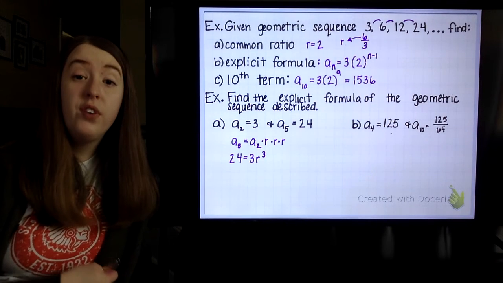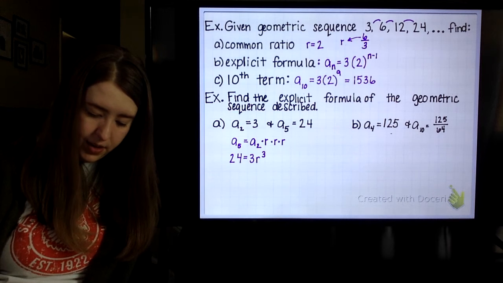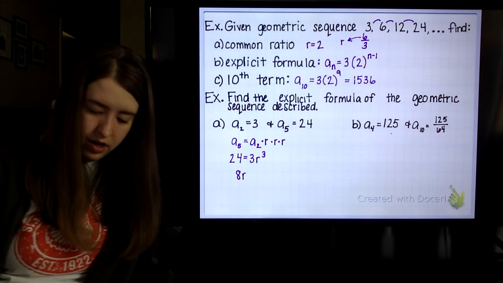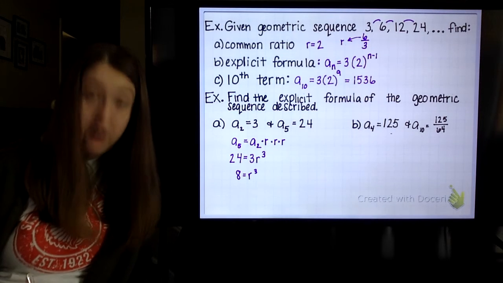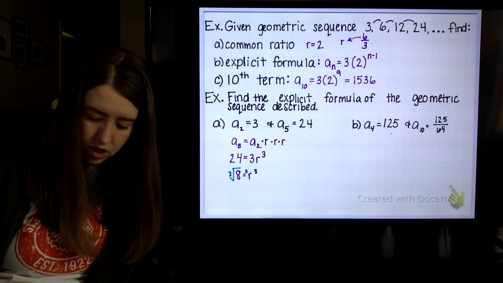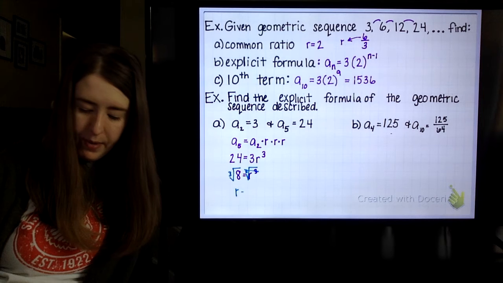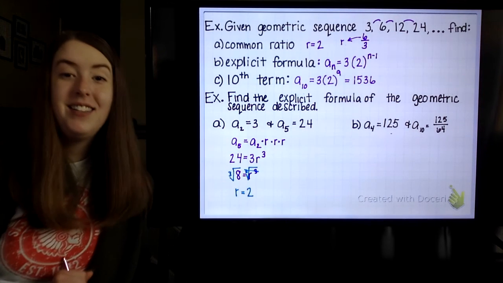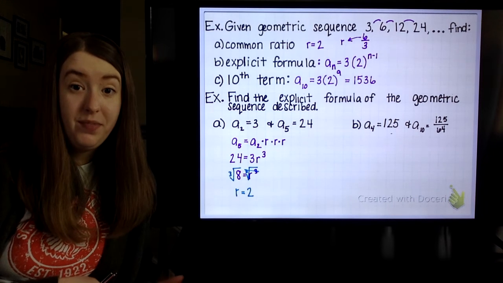So now we'll solve for r. Divide by 3 on both sides, so 8 equals r cubed. So to get rid of a cubed, we have to take the cube root. Or you might remember that 2 cubed is 8. So now we know our common ratio is 2, right?